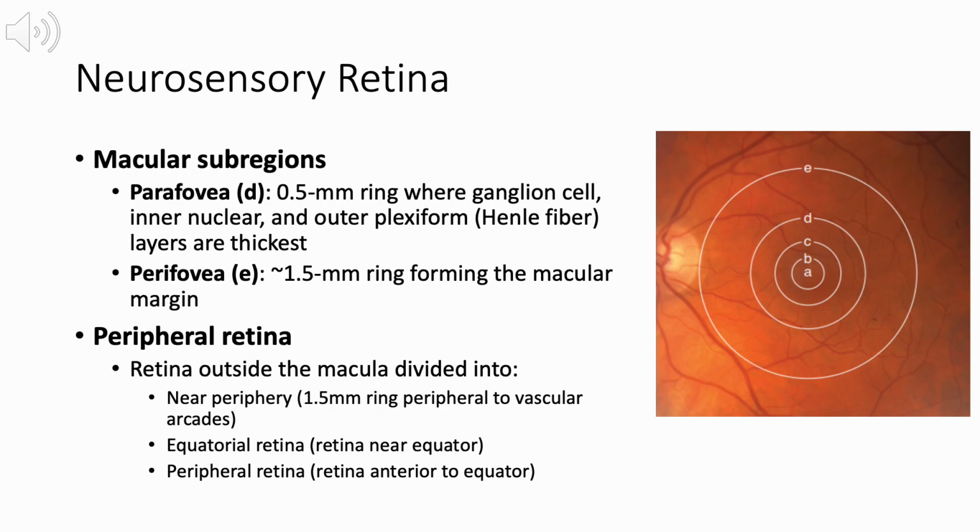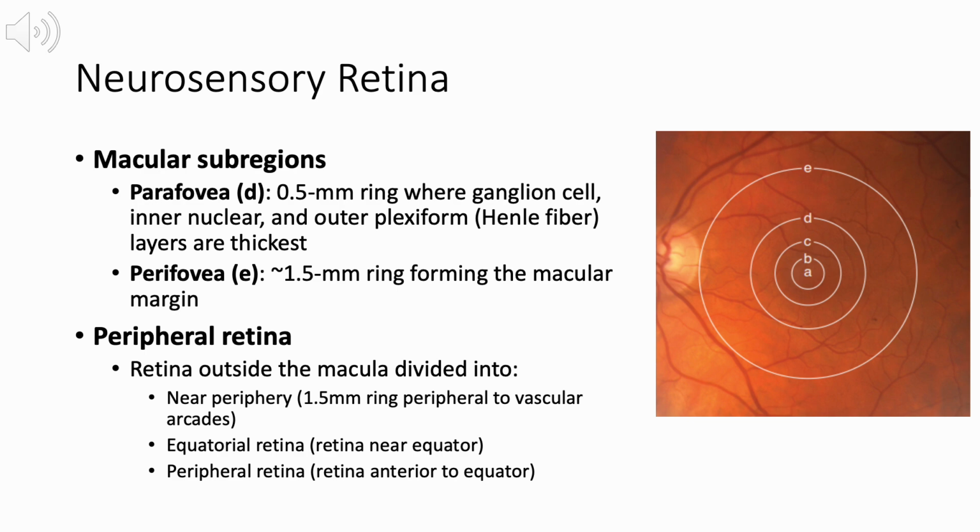Next, we will focus on macular subregions and the peripheral retina. Within the macula, the parafovea, labeled as region D in the figure, is defined as a 0.5 millimeter ring surrounding the fovea. This region is where the ganglion cell layer, inner nuclear layer, and outer plexiform layer, also known as the Henle fiber layer, are at their greatest thickness.